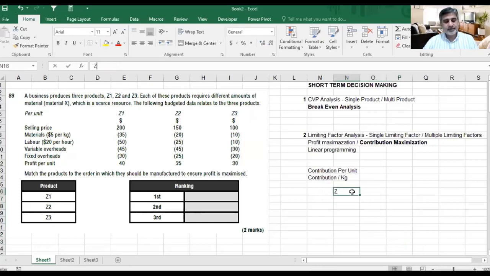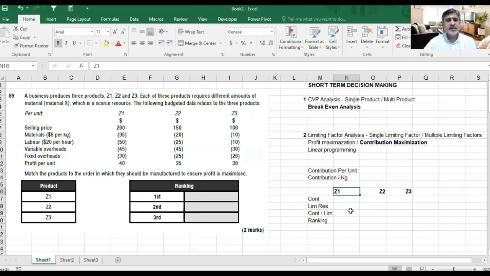Now, when you have Z1, Z2 and Z3, always write down what the contribution is and how much limiting resource you are using, in this case the number of kilograms. Then you find out the contribution per limiting resource, and then you do your ranking. Now I am writing it down because I'm explaining. In the exam, you don't even write it down. You do it very quickly, because you have to save time.